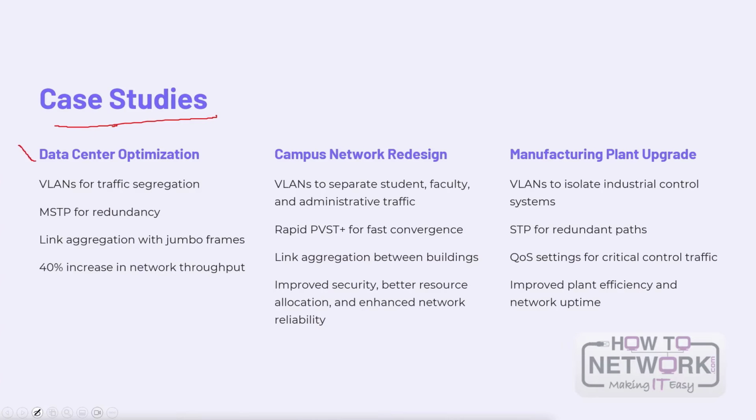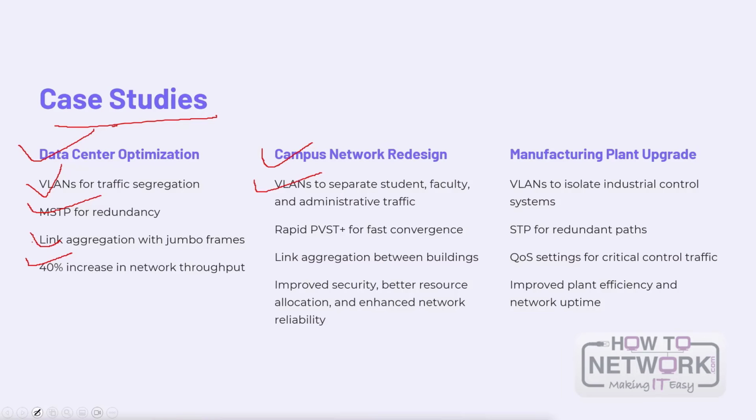Some case studies. Data center optimization: a large enterprise data center implemented VLANs for traffic segregation, used MSTP for redundancy, and configured link aggregation with jumbo frames for high performance storage access. This integration resulted in a 40% increase in network throughput and significantly reduced latency for critical applications.